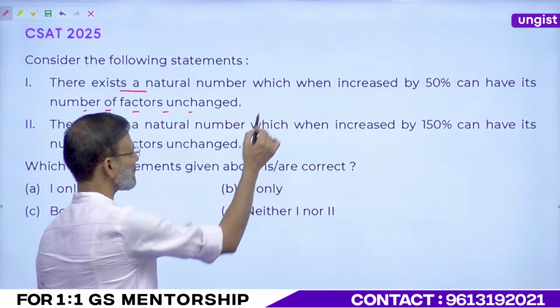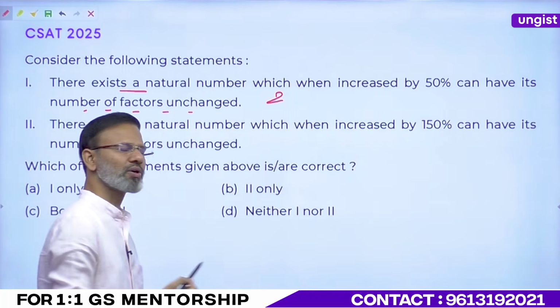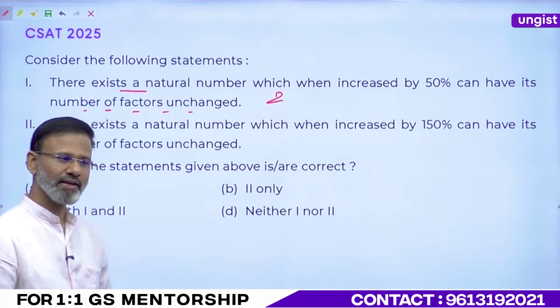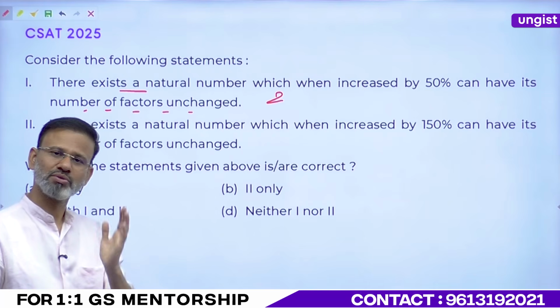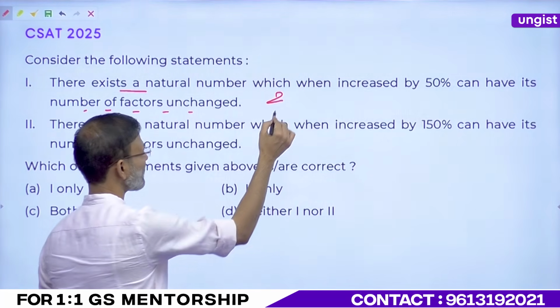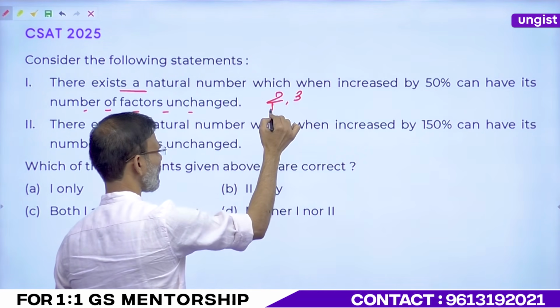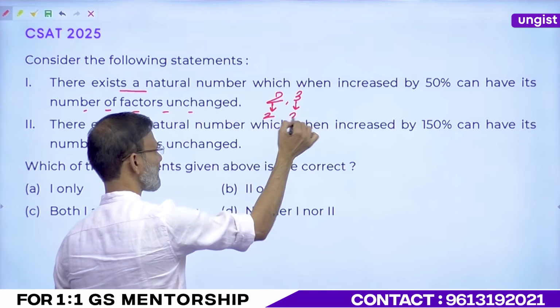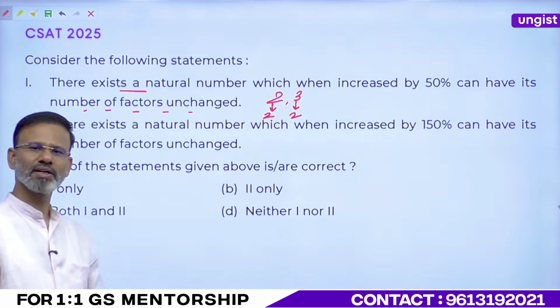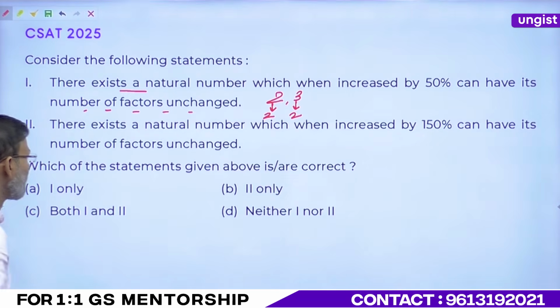So let's start with 2. 2 is a prime number, so it has 2 factors. If you increase it by 50%, 2 becomes 3. Okay. So 2 has 2 factors and 3 also has 2 factors. Is the condition satisfied? Yes. This statement is true, right?